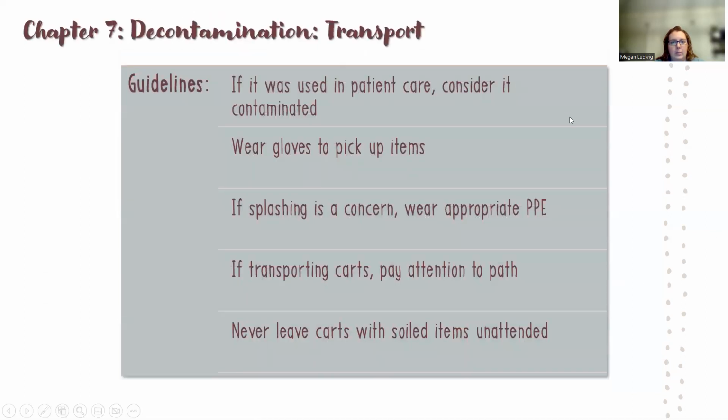So some other guidelines we have here. If it was used in patient care, you always consider it contaminated. If it was open on the back table, even if it wasn't used within the patient, if it was open, it's contaminated. So it has to go through that whole decontamination process. Always wear gloves to pick up items. If you're bringing something from the OR to decontam, wear gloves. Again, it's because we're considering it contaminated.